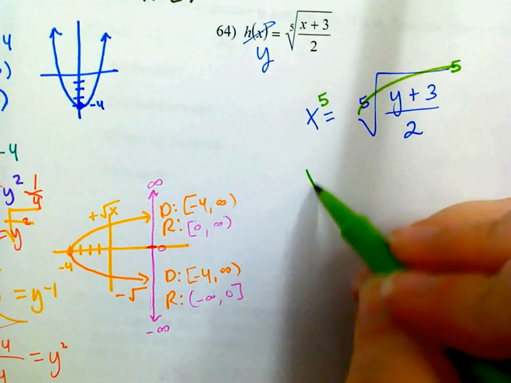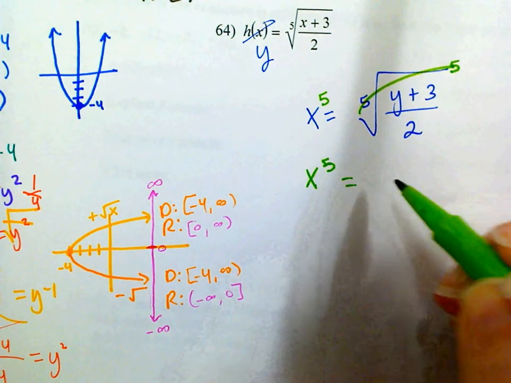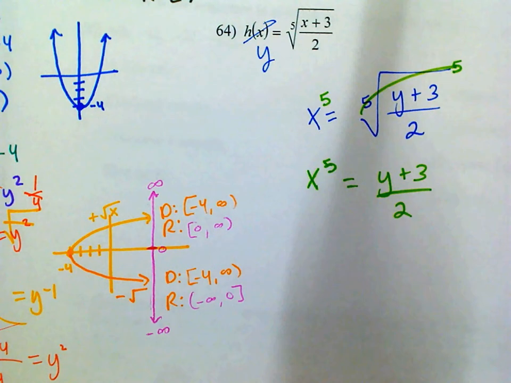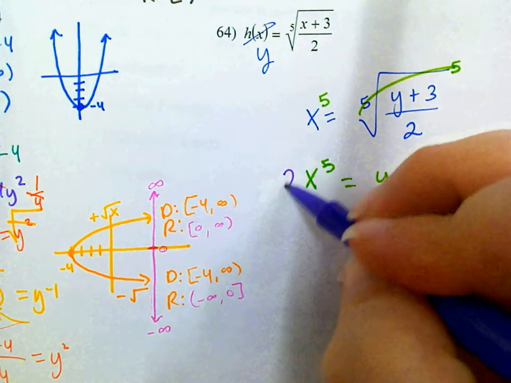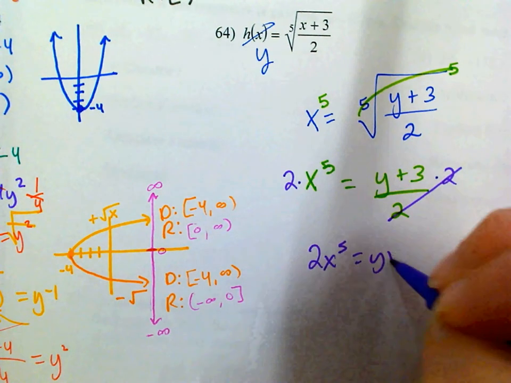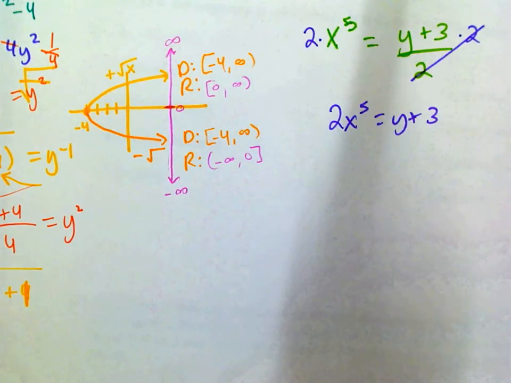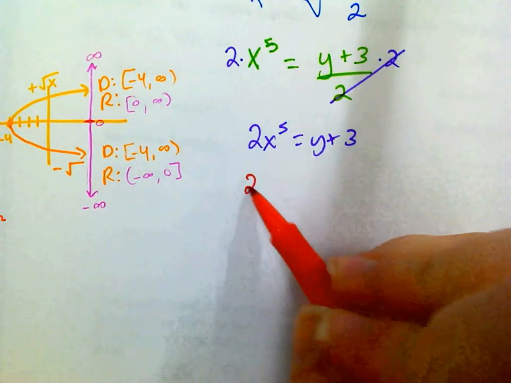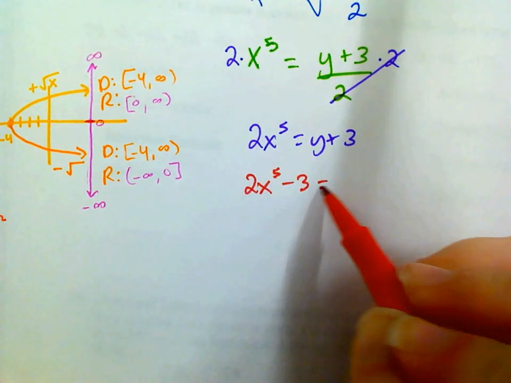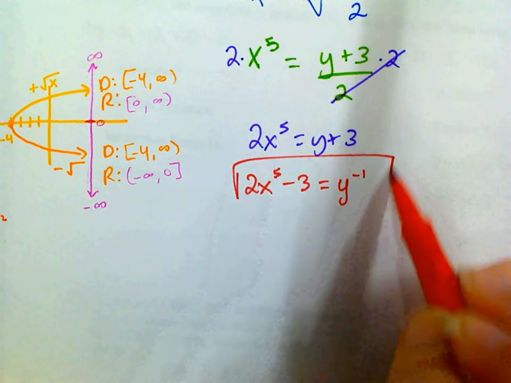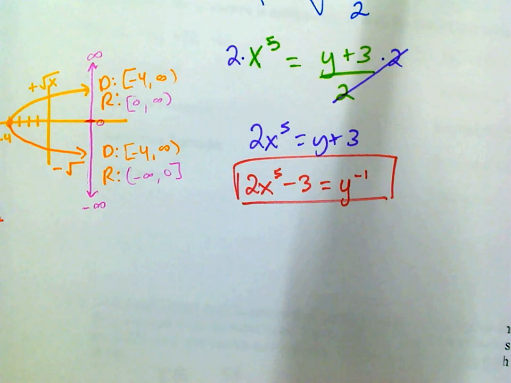Now what do we do? Good. Multiply by 2. So 2x to the 5th equals y plus 3. Last step. Subtract 3. So 2x to the 5th minus 3 equals y inverse. Okay. Oh yeah, yes, thank you.